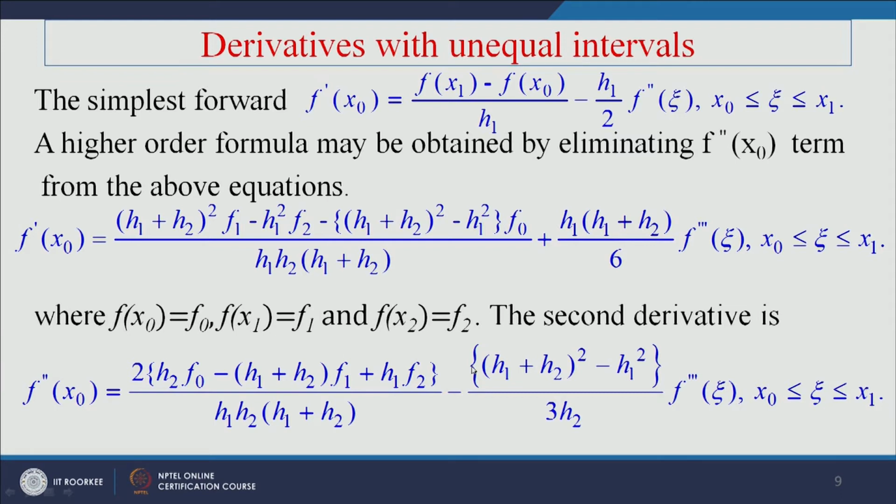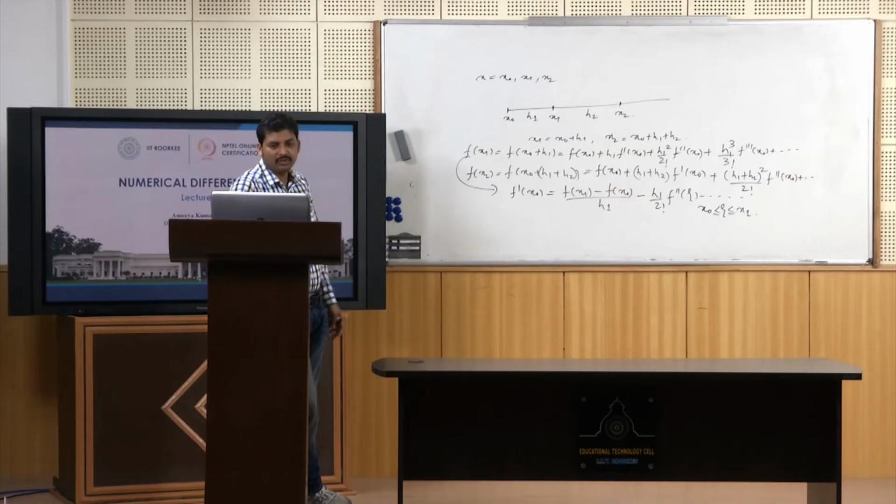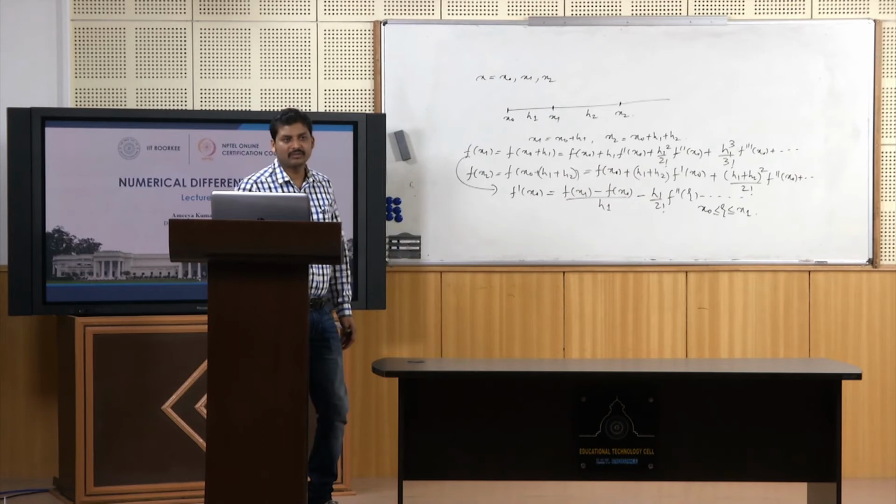And if you want to find the second derivative from these two equations, from f of x1 and f of x2, then we have to eliminate f dash of x1, or f dash of x0, from the equation.